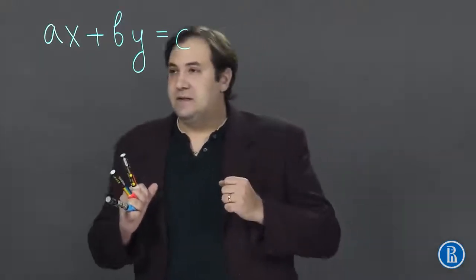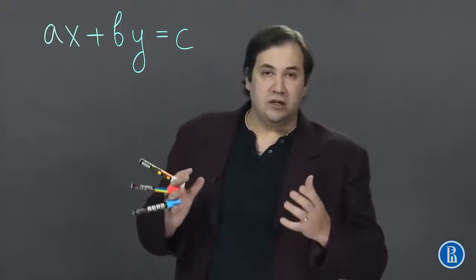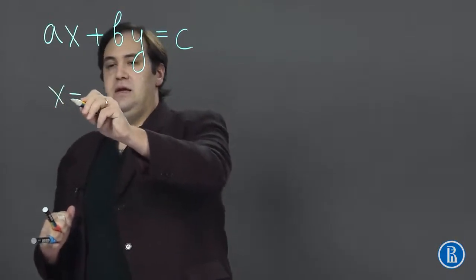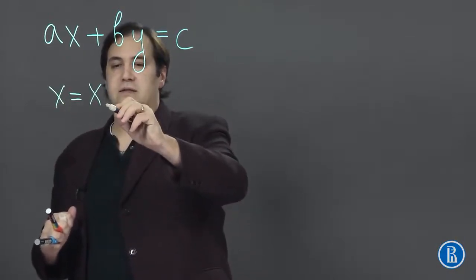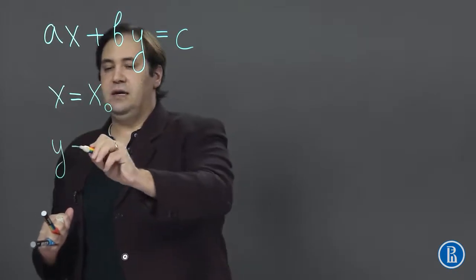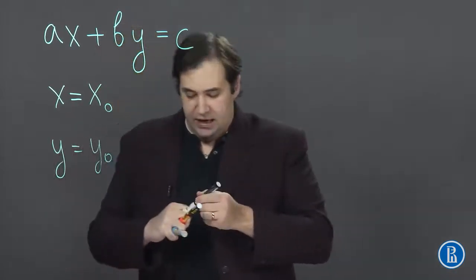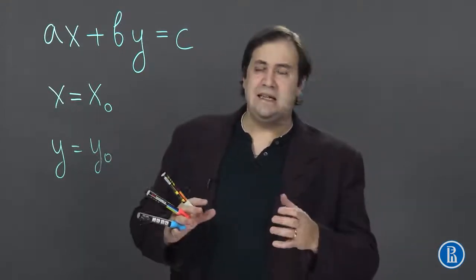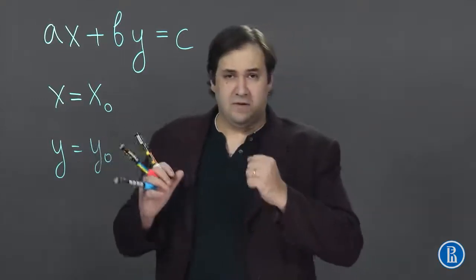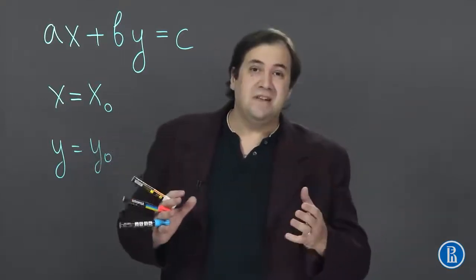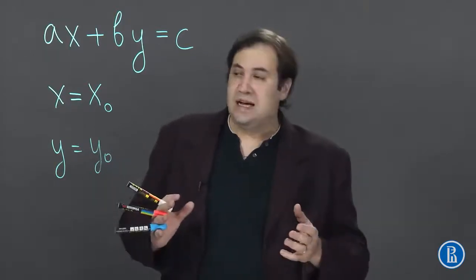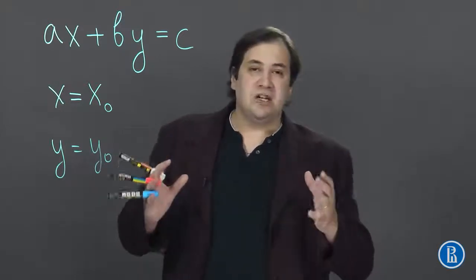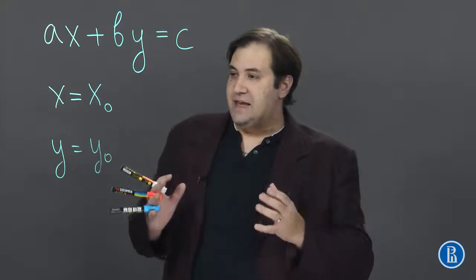Suppose we have a particular solution of this equation. Say x equal to x0 and y equal to y0. In some time, we will see that some linear Diophantine equations have integer solutions, some don't. But now we need to answer the question, what is the structure of all the solutions? And the answer is the following.